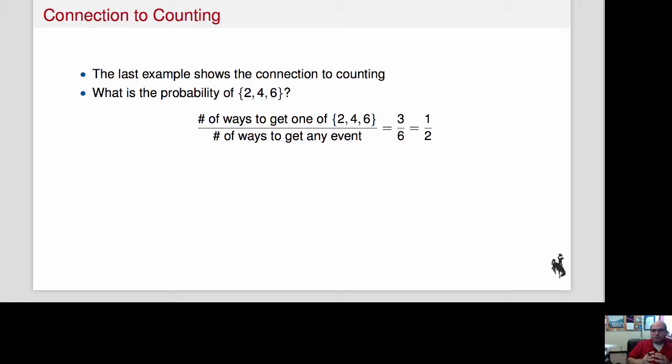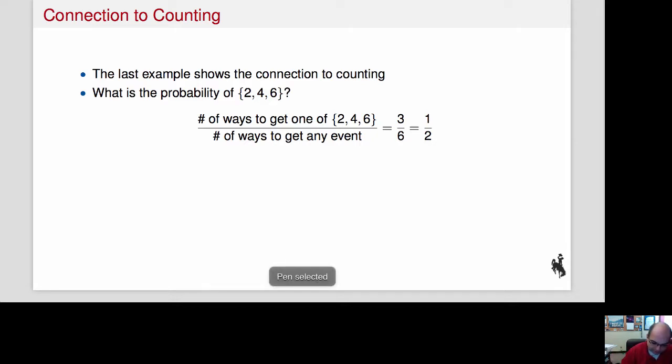That actually explains why we talk about probability at this point. It's because it's the main application of counting, right? So what's the probability that we get the event 246? Well, that's the number of ways in which I can get one of the states in 246 divided by the number of ways in which something happens, right?